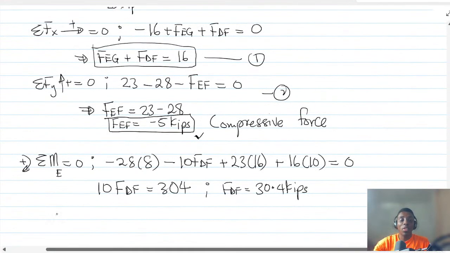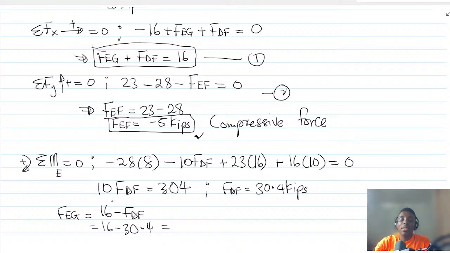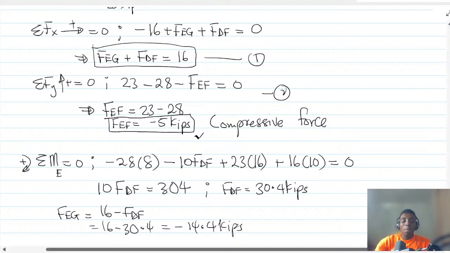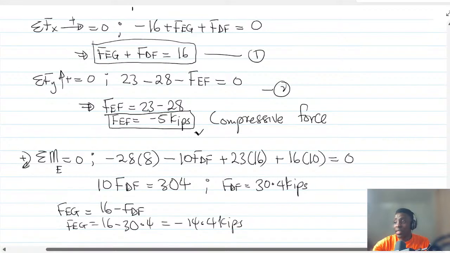So if you want FEJ, it would have been 16 minus FDF, which is what? 16 minus 30.4, and that will give us minus 14.4 kips, and that will be FEG. But then the question did not say FEG. All right. So I think that is it.